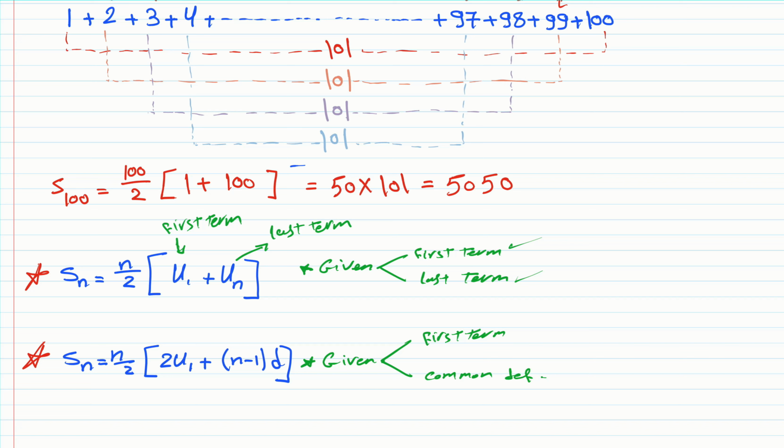The second one is actually the same as the first one, but we replaced un with u1 plus n minus 1 d. So it's n over 2 times u1 plus u1 plus n minus 1 d. And we use it if you have the first term and the common difference. Okay, you may use either one in the exam, but if you use the one that depends on the given information you have, you're going to save more time.